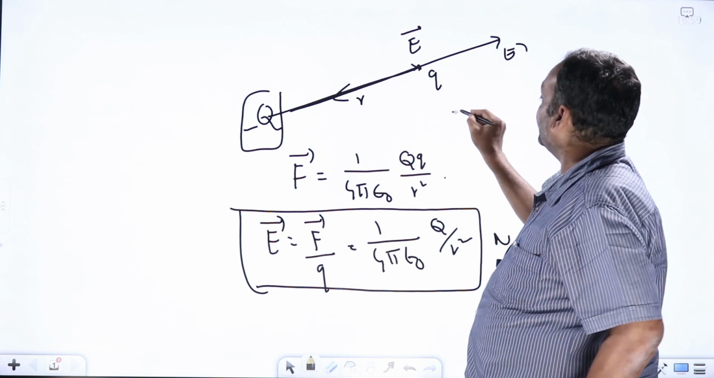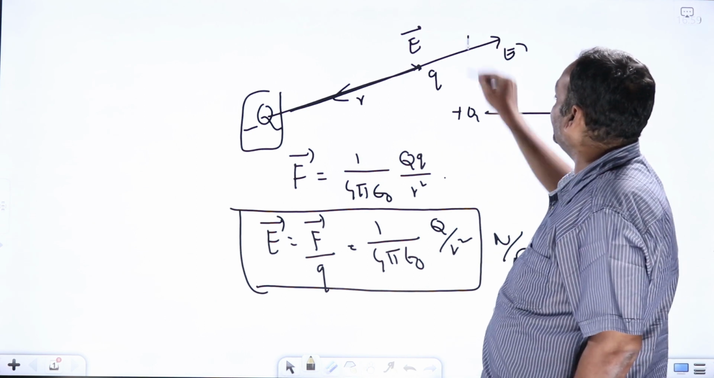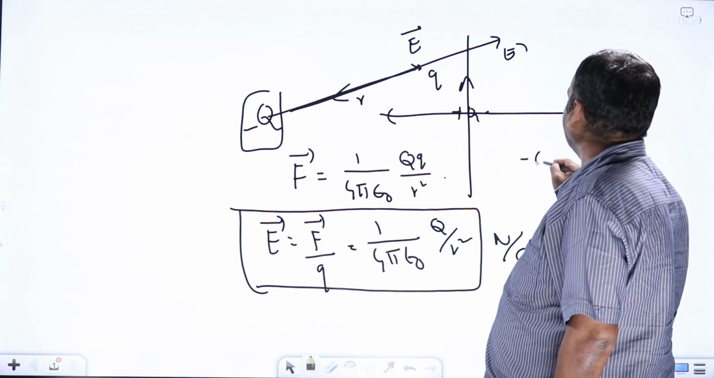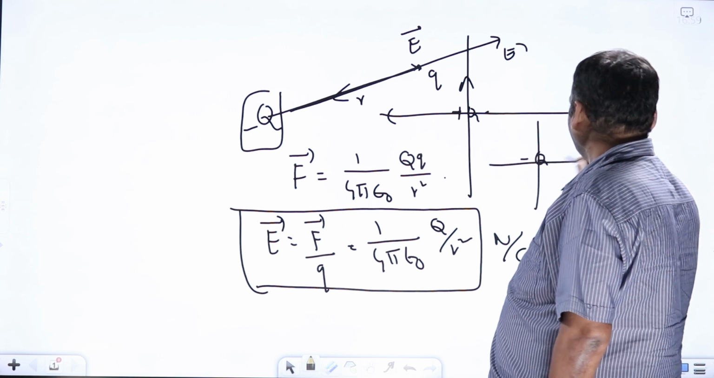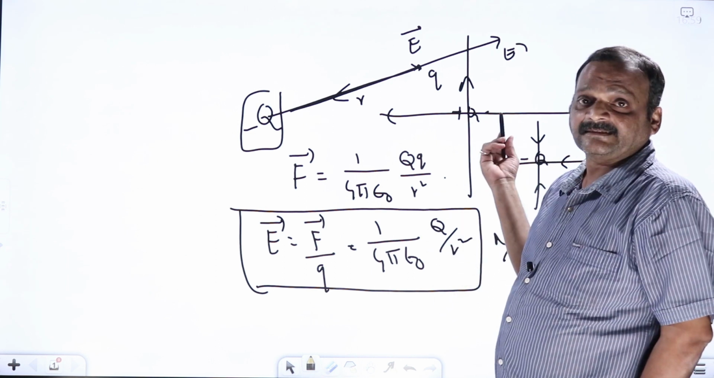If you put one plus Q here, the electric field will be away from it, in any direction, like this. Away from the positive charge. If it is a negative charge, the electric field will be towards that negative charge. The direction of the electric field will be towards the negative charge.